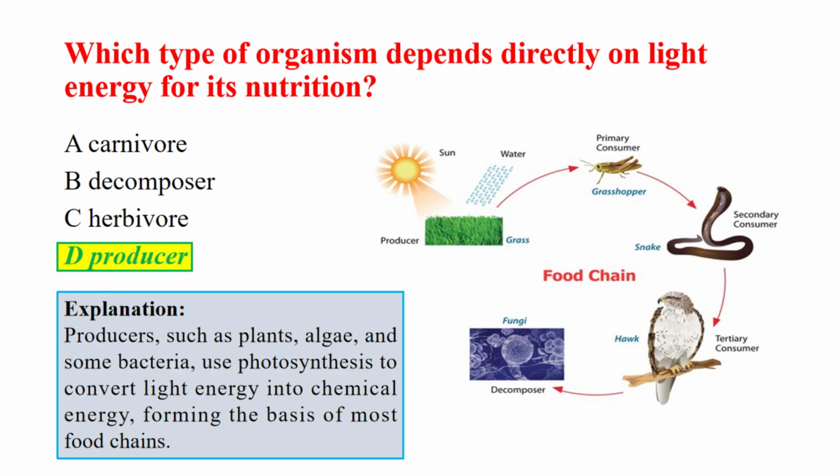Producers are the primary organisms that depend on light energy to create their own food and sustain themselves, making them essential to almost all ecosystems. To sum it up, producers harness sunlight to create energy-rich compounds that other organisms rely on. This process is vital for life on Earth, as it supports herbivores, carnivores, and decomposers in the food web.